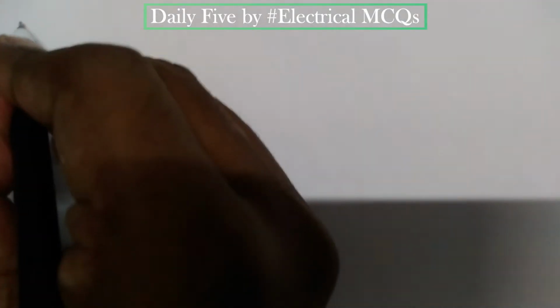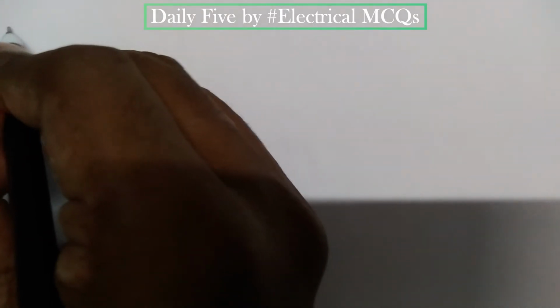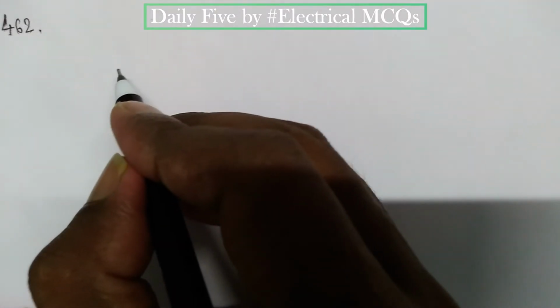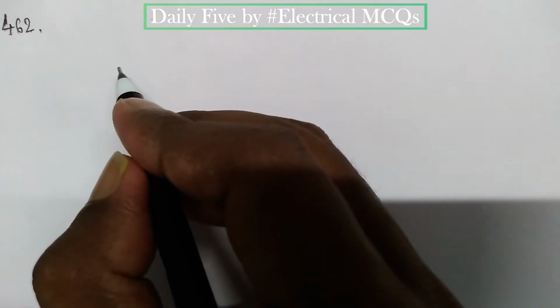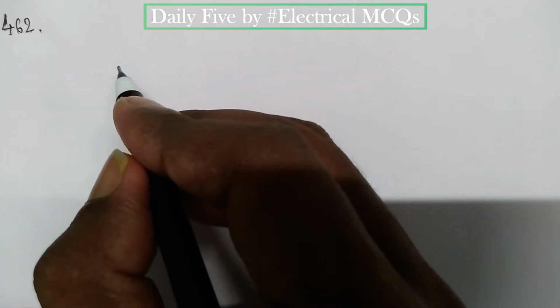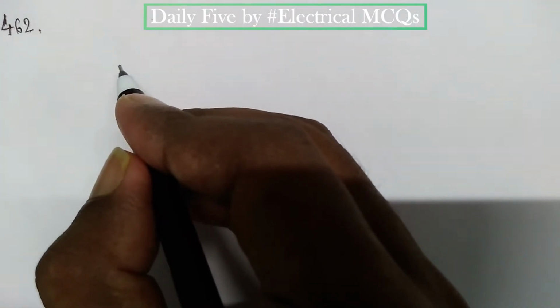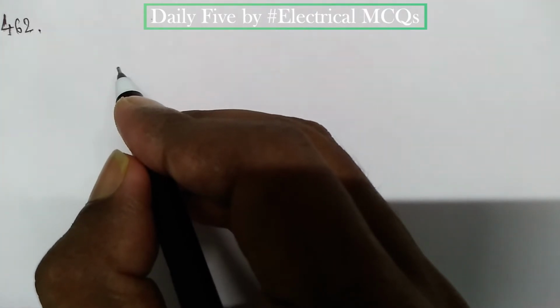Now we will go for question number 462. Here there is a DC shunt motor which is running at 500 rpm, taking a current of 50 ampere and having an armature resistance of 0.2 ohm. And we have to find out the speed of the motor when the torque is doubled.